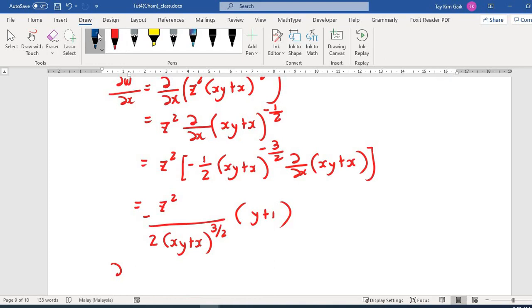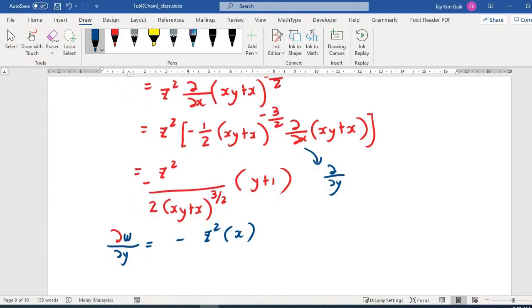So similarly, if you want del w, del y, only the del x here, you change to del y. That's why the answer is negative z squared, and when you del y, this part you get x. So this is 2 times xy plus x power 3 over 2.